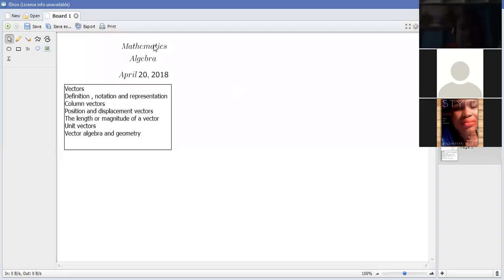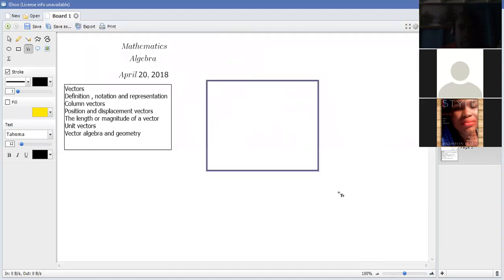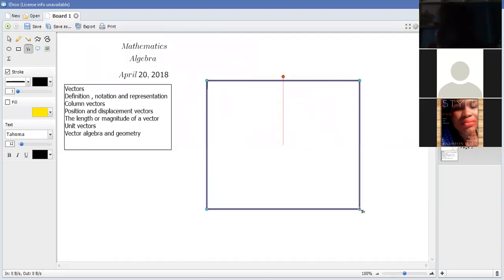Do the folks have a pen and paper? Yes, sir. I'll start with mine. Okay. So we're just going to write some notes about vectors now.